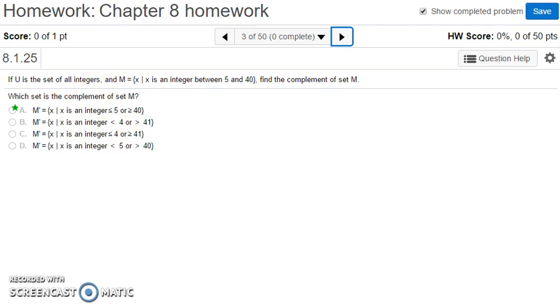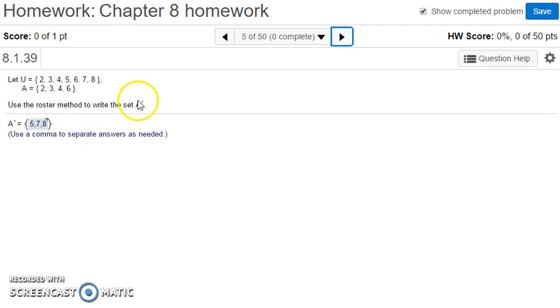Because 5 and 40 are not included there, we have to do what? The complement is going to be the pieces not included there. This is going to be another symbol for complement. The link I gave you gave a little C here, but this gives that little apostrophe. Both are different ways to talk about the same thing: something that's in the universe, but not in that set A. For this, well, 2, 3, 4, and 6 are in A. So that means 5, 7, and 8 are going to be part of the complement.